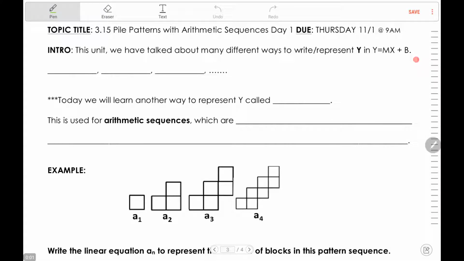Hi everyone, this is 3.15 due on Thursday, Pile Patterns with Arithmetic Sequences Day 1.